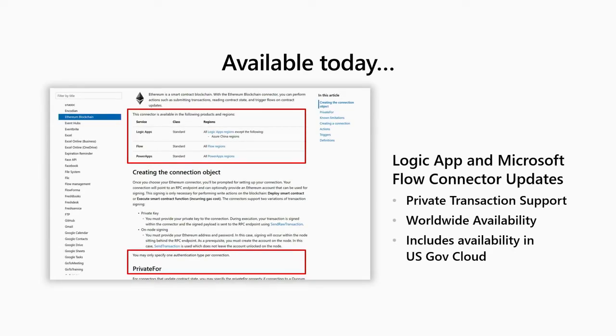We also have some updates for the Logic App Connector. This Ethereum connector that I just talked about, we actually released about a couple months ago, I think. What we've done at Build this week is deploy it in all regions around the world, including our GovCloud. How many people here work with government customers in Azure GovCloud? So a few of you. So it's available there. We know that's important for government customers. It also supports private transactions, which I'll show you a demonstration of in a little bit.